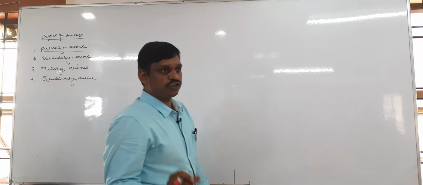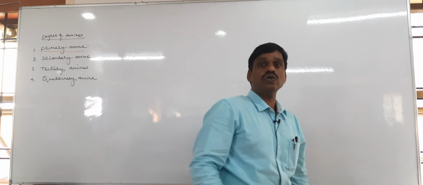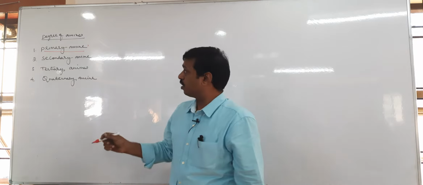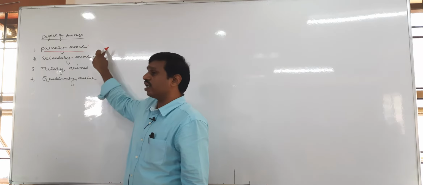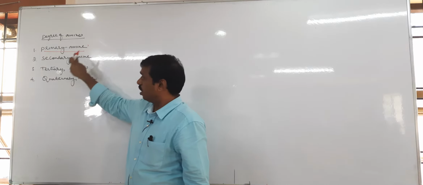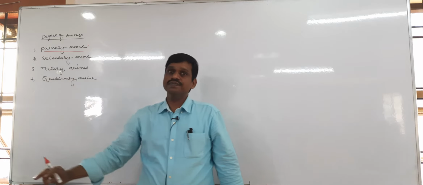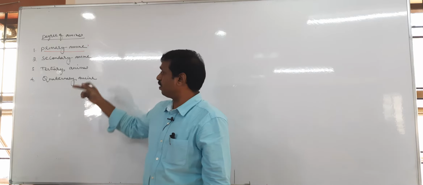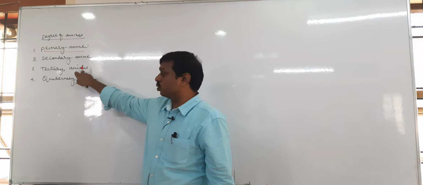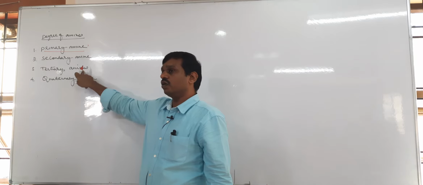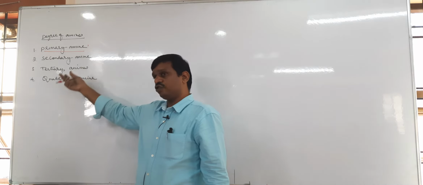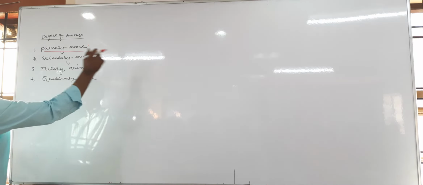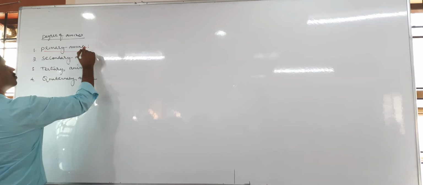The amine in which the nitrogen atom is directly attached to only one alkyl or aryl group, right? If the nitrogen atom is directly attached to one alkyl or aryl group, it is a primary amine. If it is attached to two alkyl or two aryl groups, that is secondary. If attached to three alkyl or aryl groups, it is tertiary, and four alkyl or aryl groups is quaternary amines. Okay, so therefore write down primary amine.